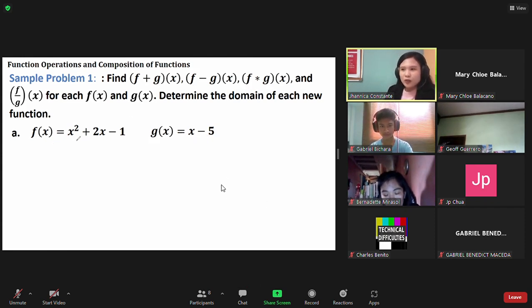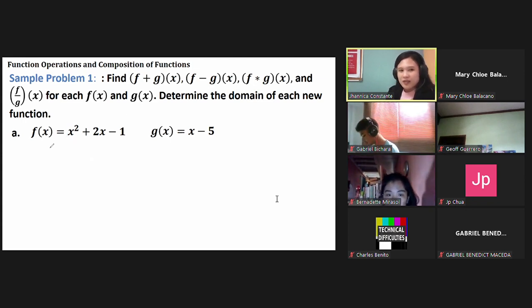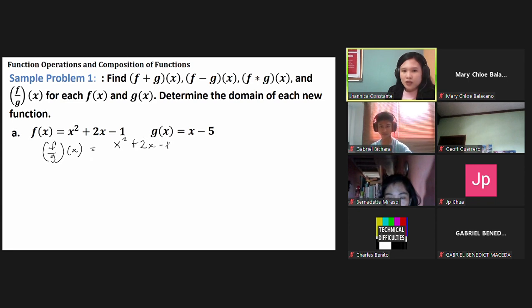So we're going to divide the function f of x by g of x. So f divided by g of x: we have x squared plus 2x minus 1 divided by x minus 5. We have two methods in dividing polynomials, which are synthetic division and long division.